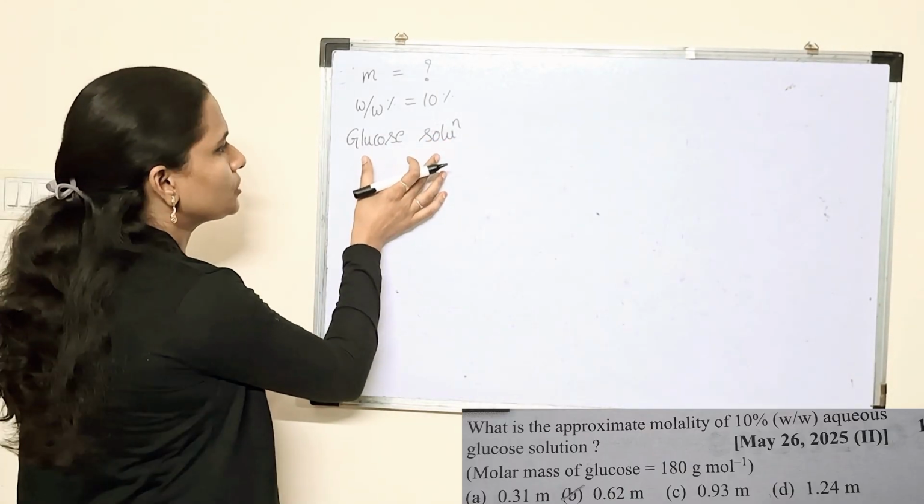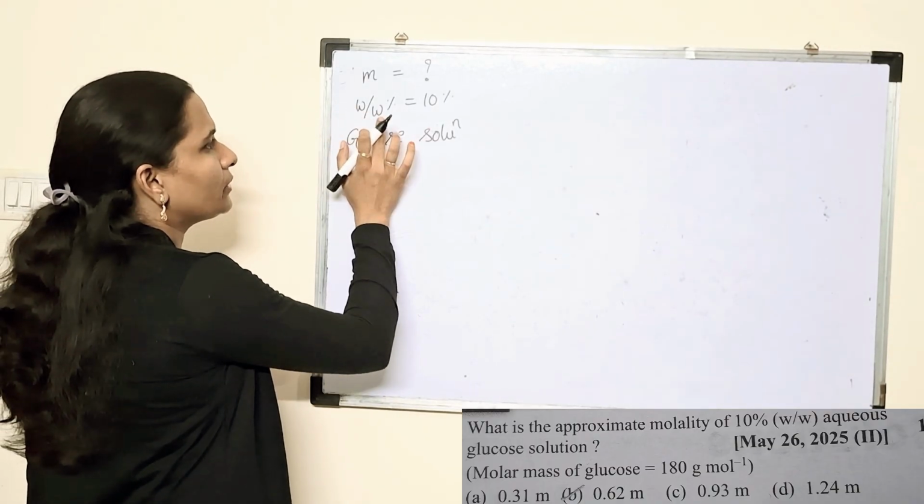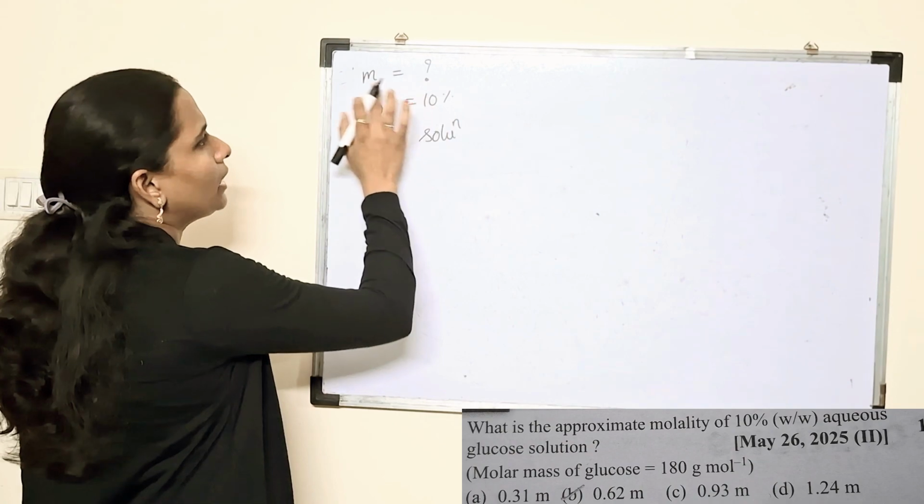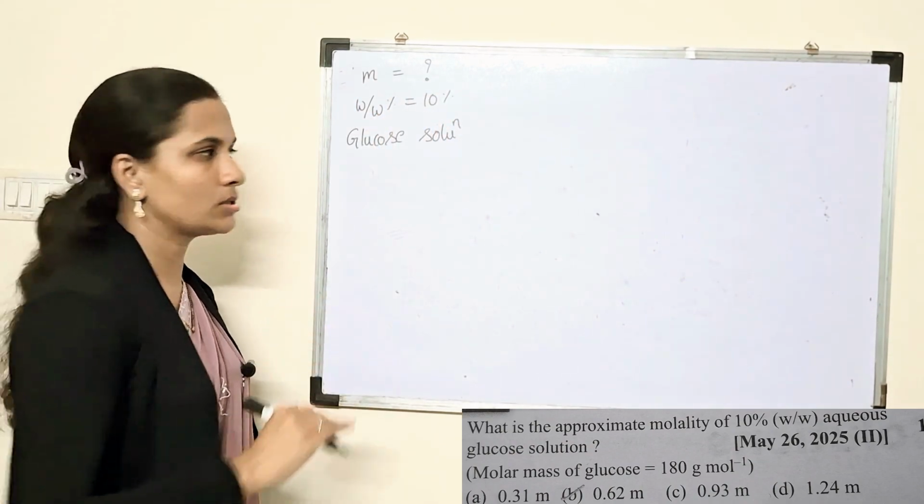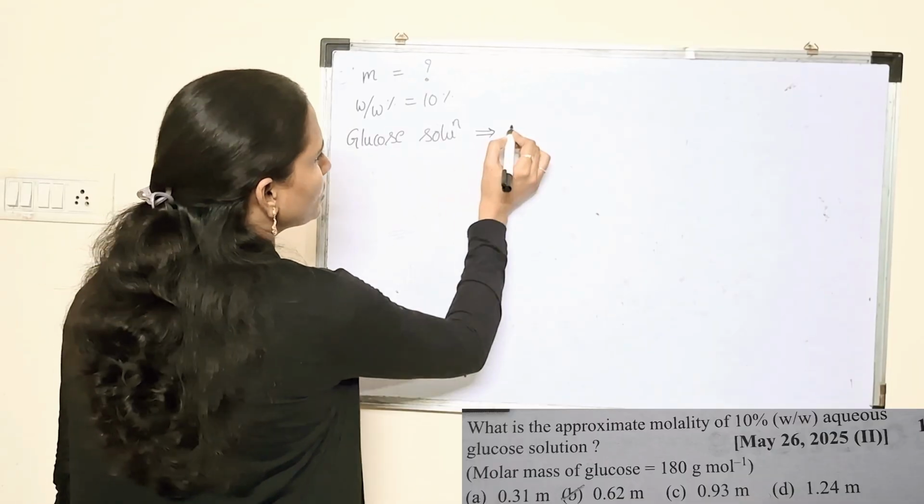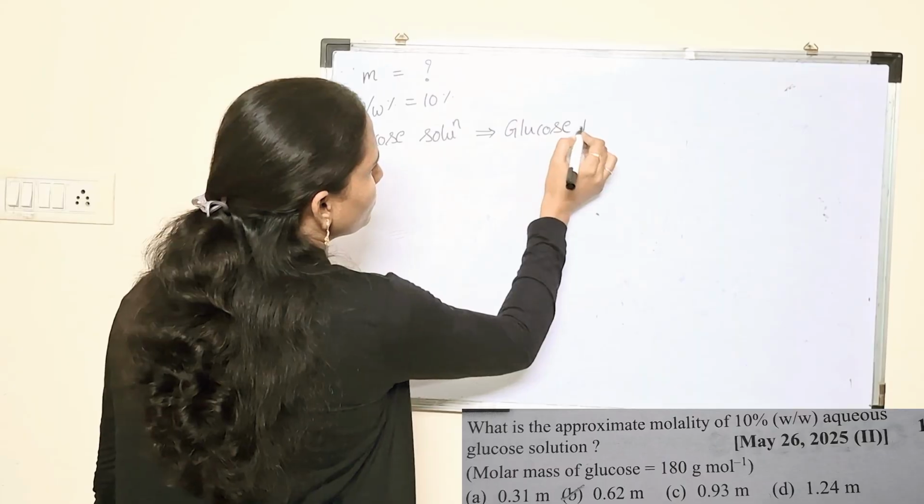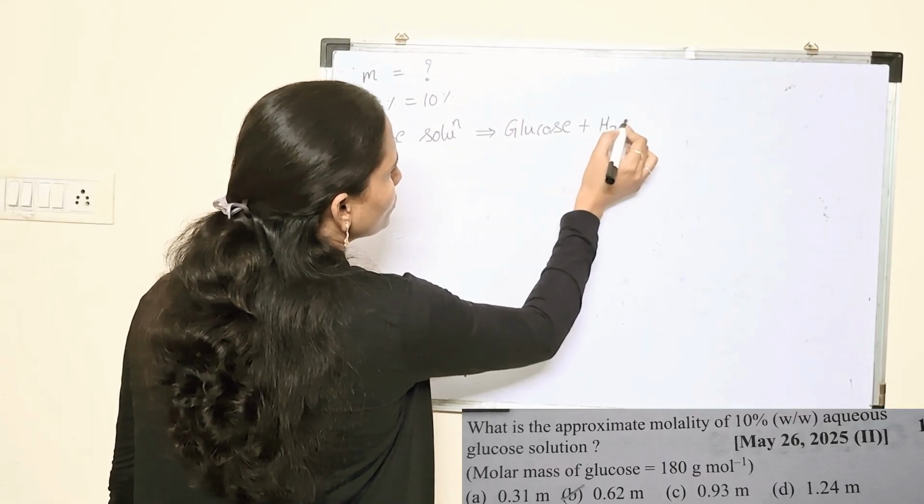So the solution is the glucose solution, whose weight by weight percentage is 10%, and they are asking the molality. So this is the question. Now coming to the glucose solution. What is the glucose solution? It means glucose plus water. This is the glucose solution.